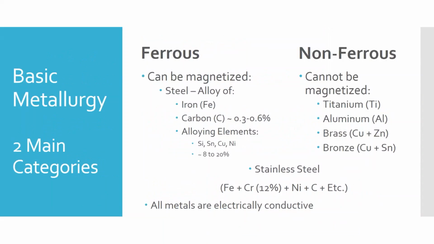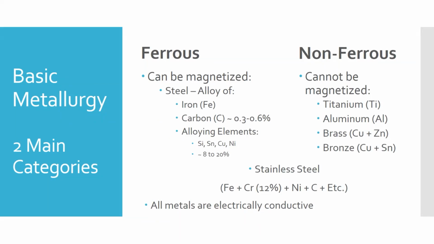Again, we just talked about it real quick, but basic metallurgy: ferrous versus non-ferrous. The big key is can it be magnetized. Ferrous parts can be magnetized, so they're typically steel, which is an alloy of primarily iron, and then things like carbon, and a whole host of different alloying metals can go in there. You've got silicon, tin, copper, nickel, anywhere from 8 to 20%.